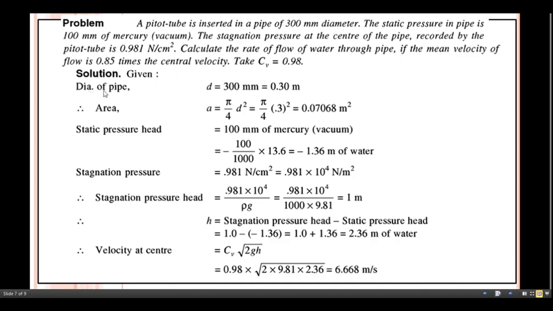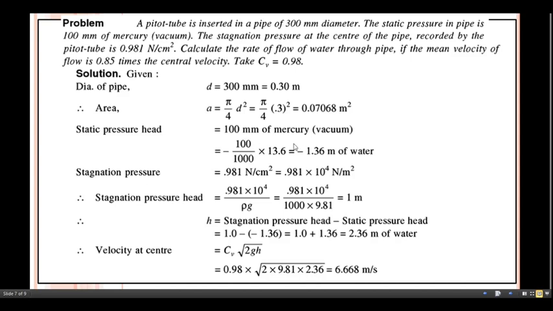Given the diameter of the pipe D equals 300 mm. That must be converted into meters by multiplying by 10 raised to minus 3, so 0.3 meter. Then area is pi by 4 into D square, where D is 0.3. Substitute here and get the area. After doing the calculation, we get 0.07068 meter square.